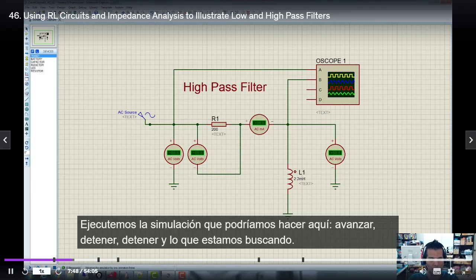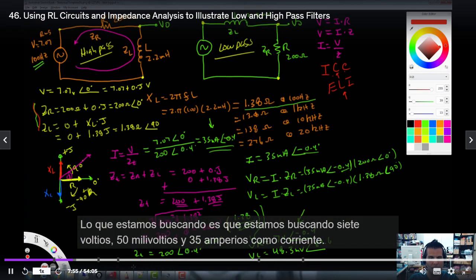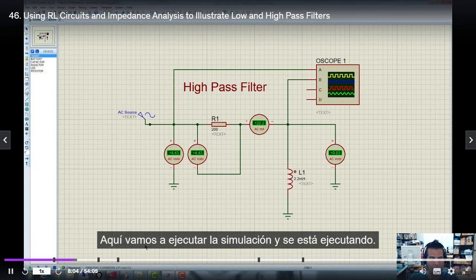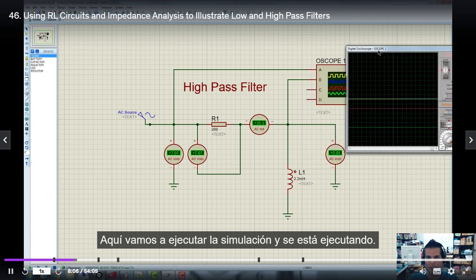We go down here. There's run, forward, pause, and stop. And what we're looking for is we're looking for 7 volts, 50 millivolts, and 35 milliamps as the current. Okay, so let's see what we see. Here we go. Run the simulation, and it's running.